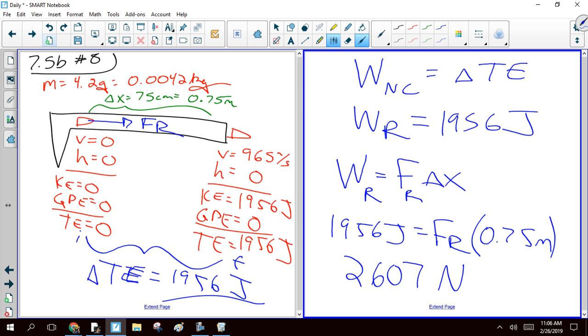Part B is basically the same thing, except in Part B, instead of talking about getting the bullet going, we're talking about stopping the bullet. So in Part B, instead of your energy going from 0 to 1956, the energy goes from 1956 back down to 0. Otherwise, it's the same problem. Good?